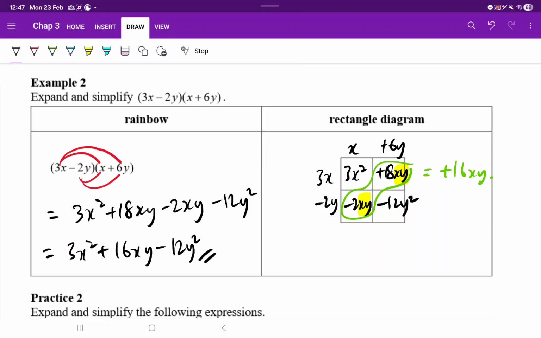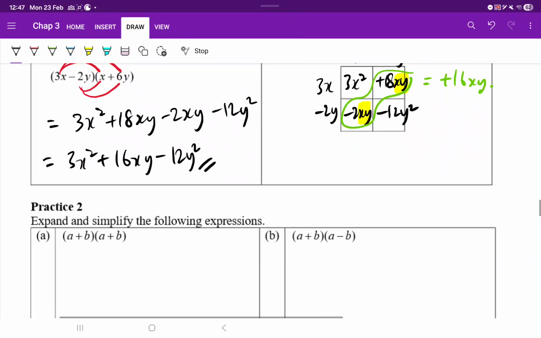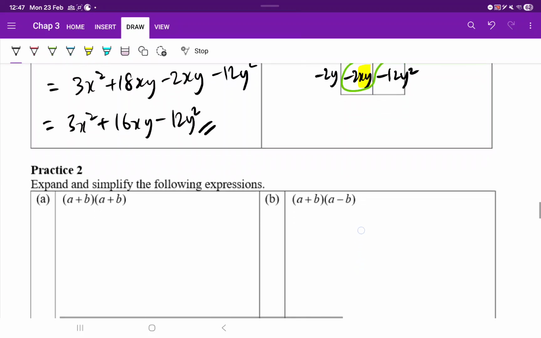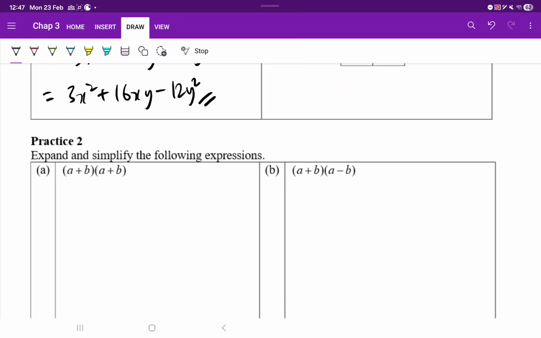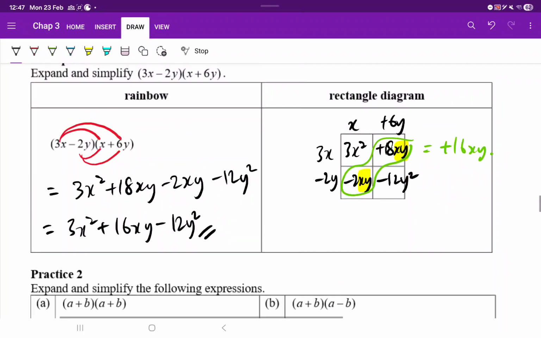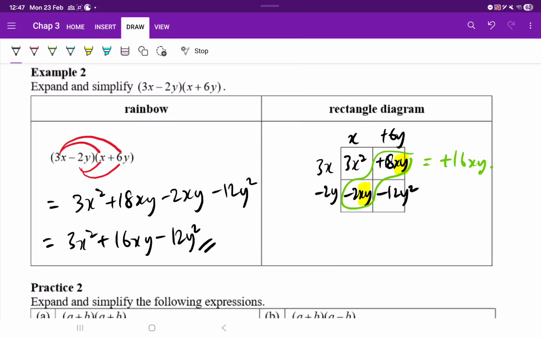Okay? Take a moment to just glance up and check example 2. If you got it right, I move on. Moving on.